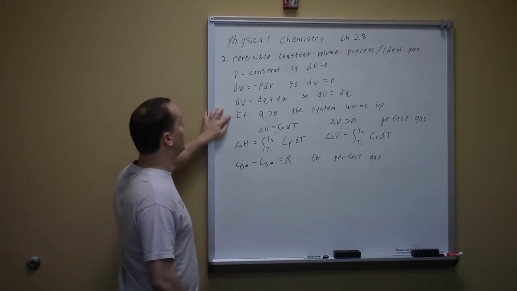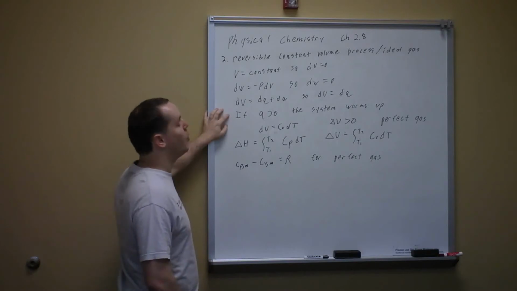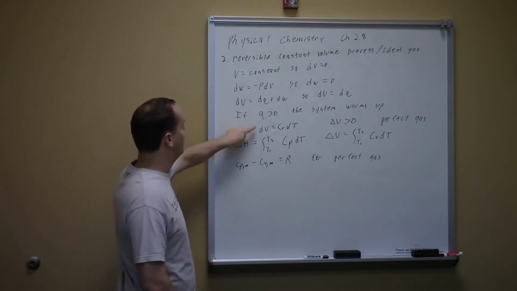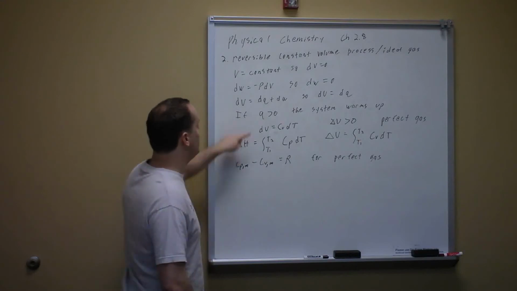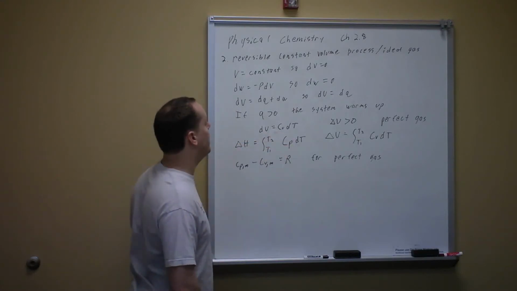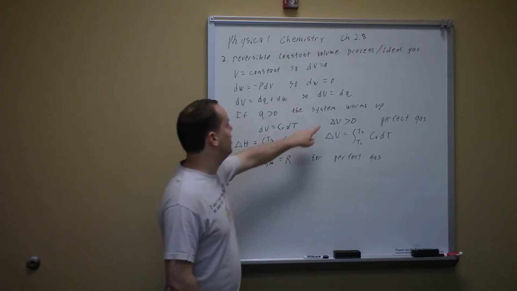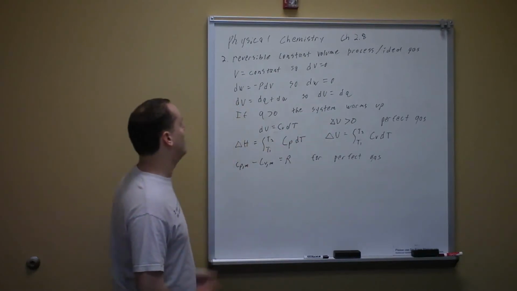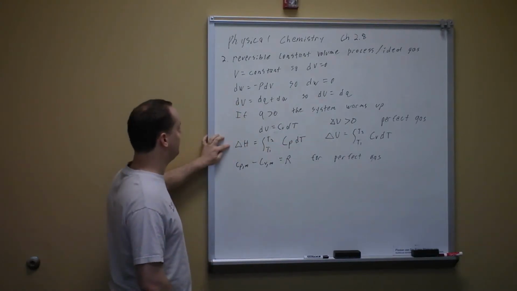Now, if Q is greater than 0, which means heat is coming into the system, then the system is going to warm up. The temperature is going to increase. We'll use dU is equal to Cv dT to calculate that. And of course, delta U will be greater than 0 since we're adding heat energy to the system.